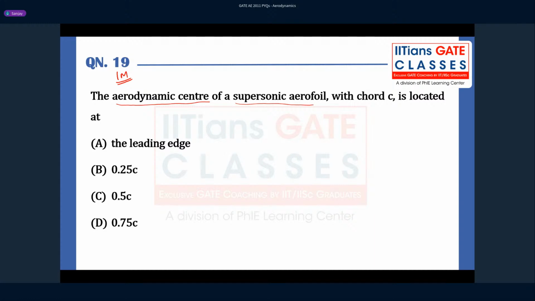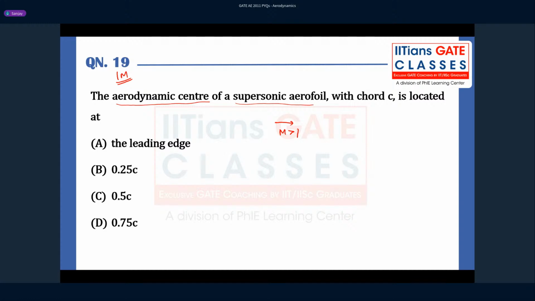Usually when we say aerodynamic center, it's always located at the quarter chord point. That is for conventional airfoils, the subsonic airfoils. But here, they have asked about the supersonic airfoil, so that is not the case. For a supersonic aerofoil, the flow dynamics is entirely different. Why? Because the free stream flow is now supersonic, no more subsonic, right?